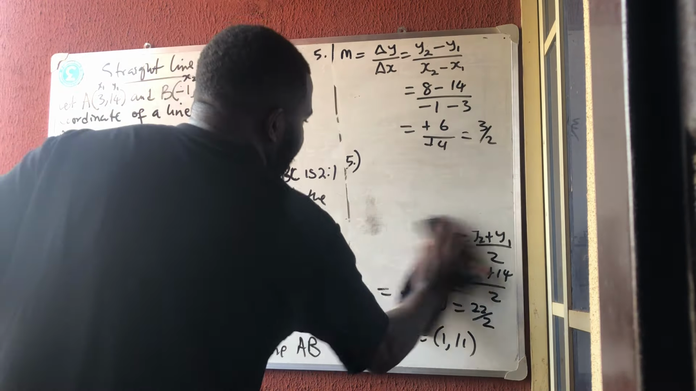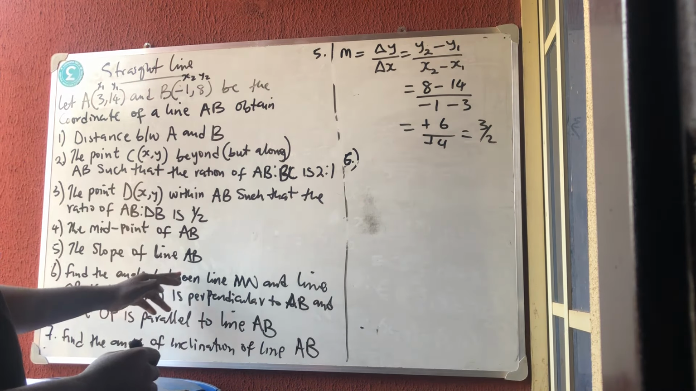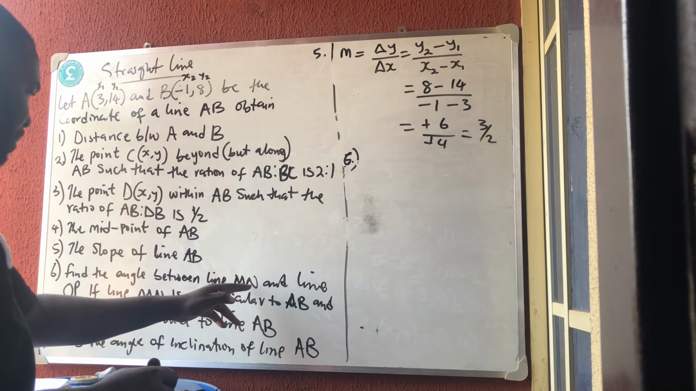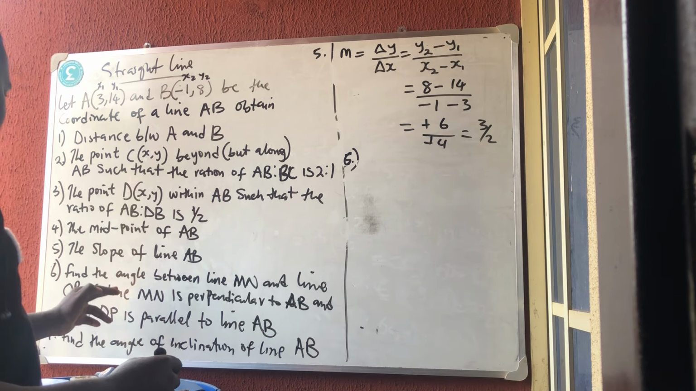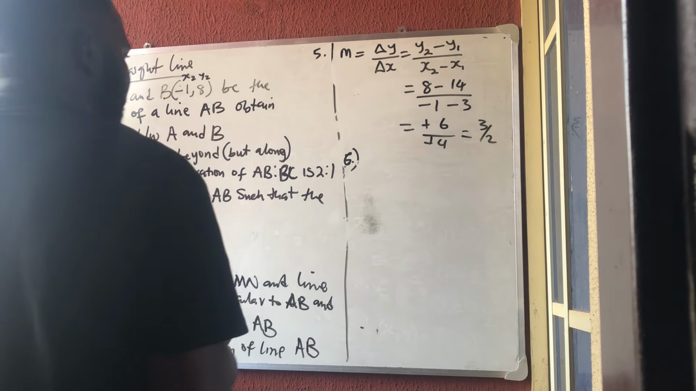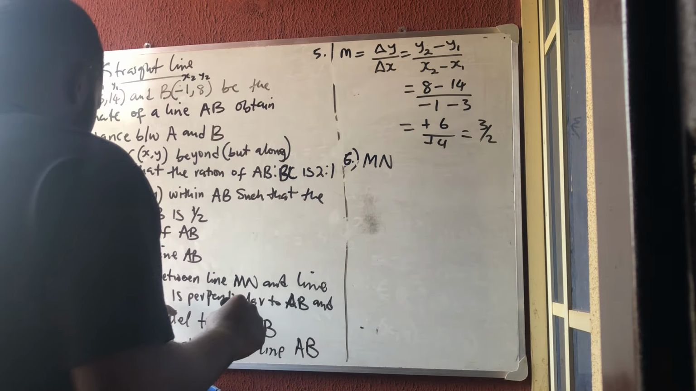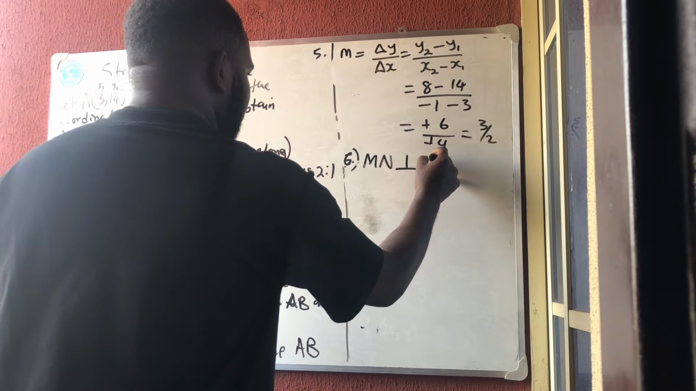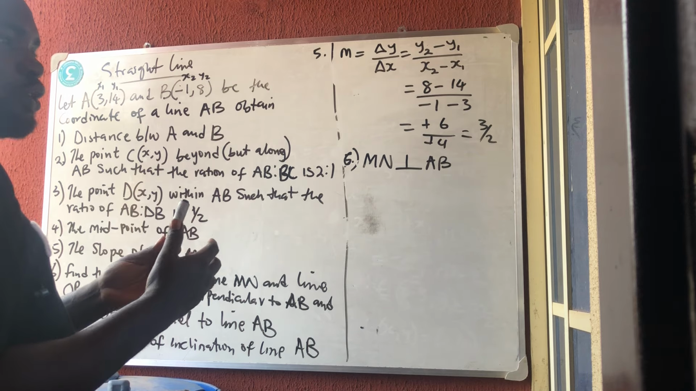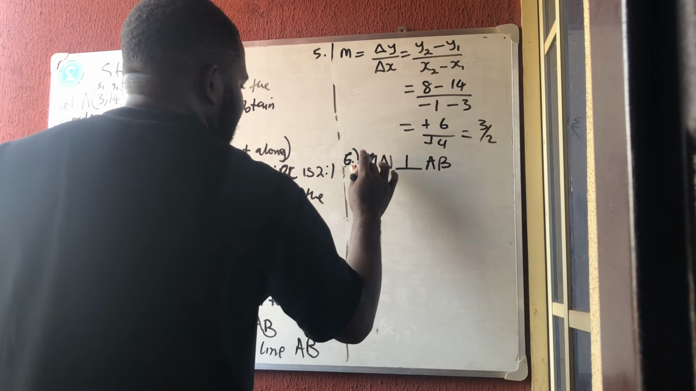Number 6, sorry, not number 5. Number 6 said find the angle between line MN and line OP if line MN is perpendicular to AB and line OP is parallel to AB. Okay, now line MN is perpendicular, 90 degrees, to line what? AB. And I told you that if two lines are perpendicular, it means that the product of the two slopes must be minus 1.